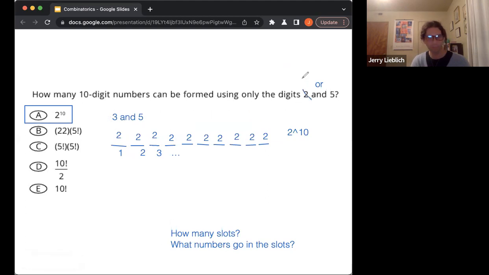Let's change the problem. So using only the digits 3 and 5, it would still be 2 because it's 2 different choices. That first digit could be a 3 or it could be a 5. So there's 2 different choices there. If we were only using the letters A and B, it would still be 2 choices, right? A or B. Does that make sense?